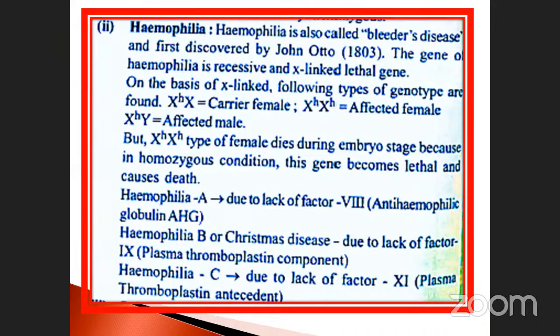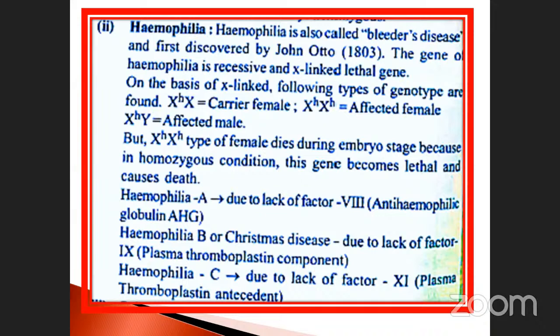The XH and the XH, you will get it, that is an affected female. Another one is the same, XH, Y is also getting, that is an affected male only. Okay, see here. But the XH type of female dies during the embryo stage because in homozygous condition, already told you. When in this condition, XH, both the alleles, both the chromosomes receive the lethal gene, what happens? It will lead to death, both the genes.